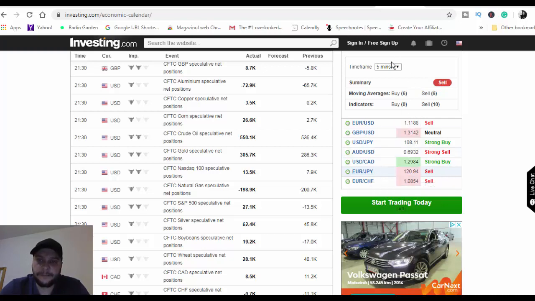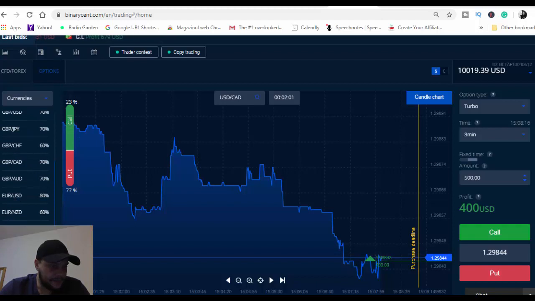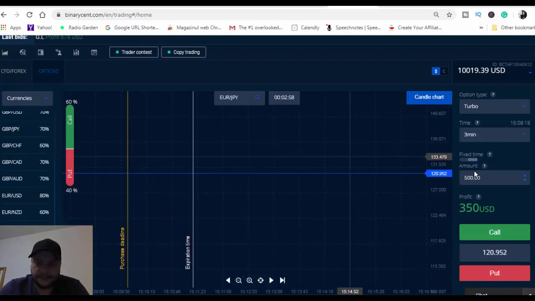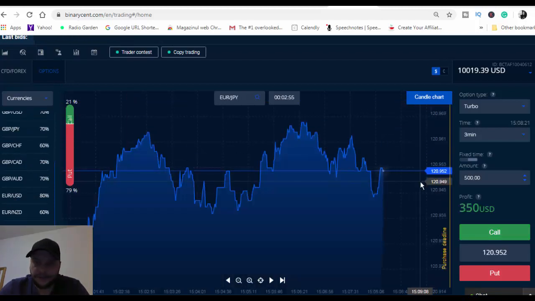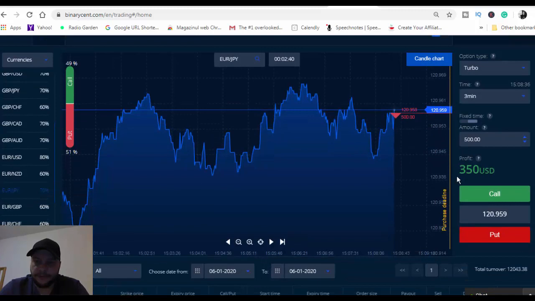It's a sell. Where is euro Japanese yen? This is a sell. Let's have a look. Yes, it's a sell. We leave it on 500. From here it's a sell. See, it is on uptrend and now it's going down.